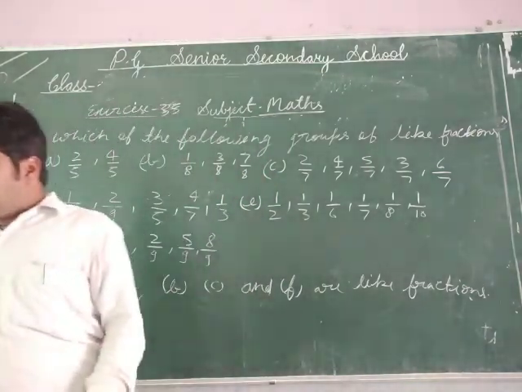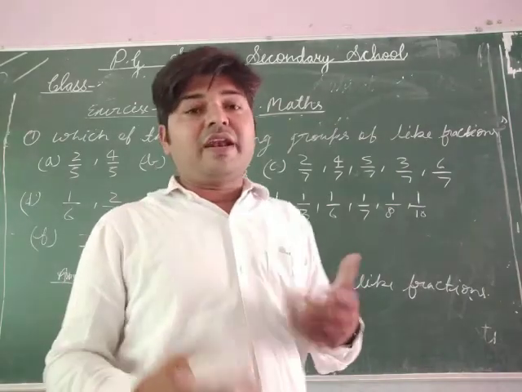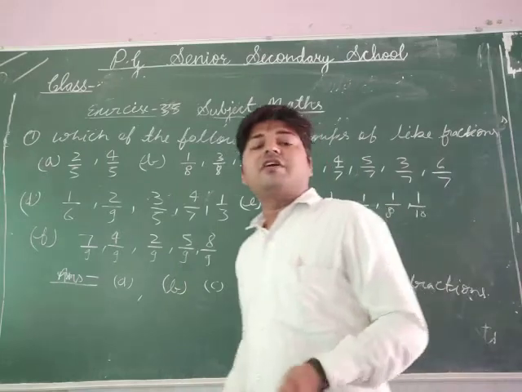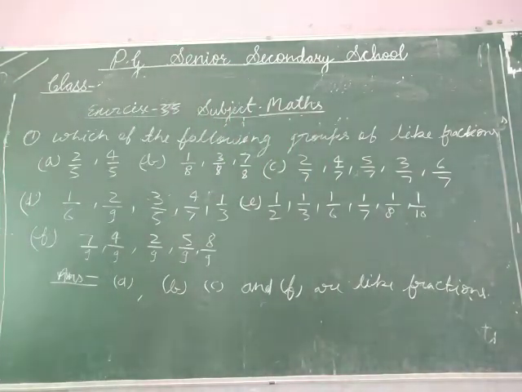In question number 2 you have to tell the groups of unlike fractions. So what is an unlike fraction? Fractions whose denominators are not the same are called unlike fractions. Okay.